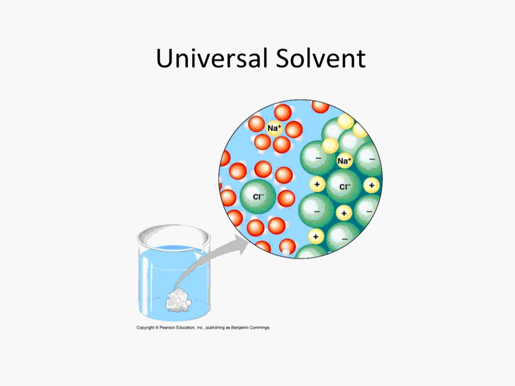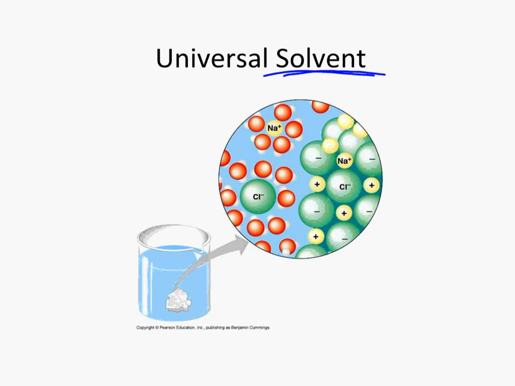Another property of water is that it is considered the universal solvent. What this means is that most substances will dissolve in water, and that gives us a couple of other terms that we need to know. For instance, what does the word solvent mean? Well, a solvent is a liquid that is doing the dissolving. So most of the time we think of this as water.